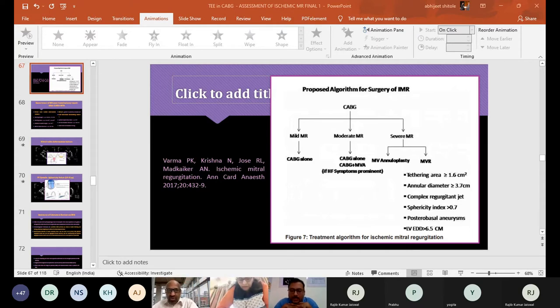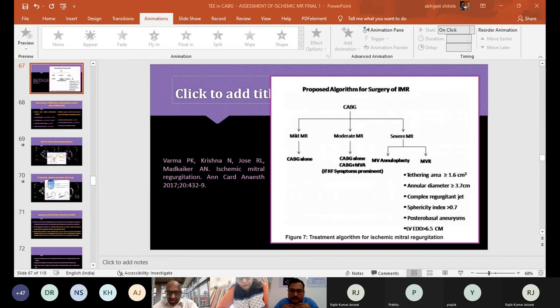And also, now that with availability of 3D echocardiography, the vena contracta sometimes may not be spherical or elliptic, it may not be actually circular. So you can get the vena contracta area by 3D, which is a little more accurate.